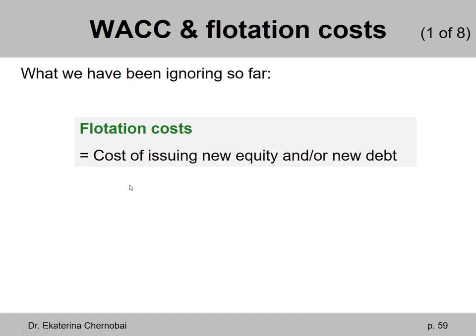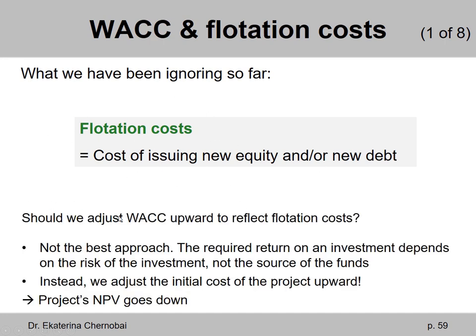So when a firm sells shares of stock or sells bonds, it's not free to the firm. The cost of issuing new equity and new debt is called flotation costs. How should we adjust? Should we adjust the weighted average cost of capital upward to reflect these additional costs to the firm? No, that's not the best approach, because the required return on an investment depends on the risk of the investment, not the source of the funds, not how much it costs.